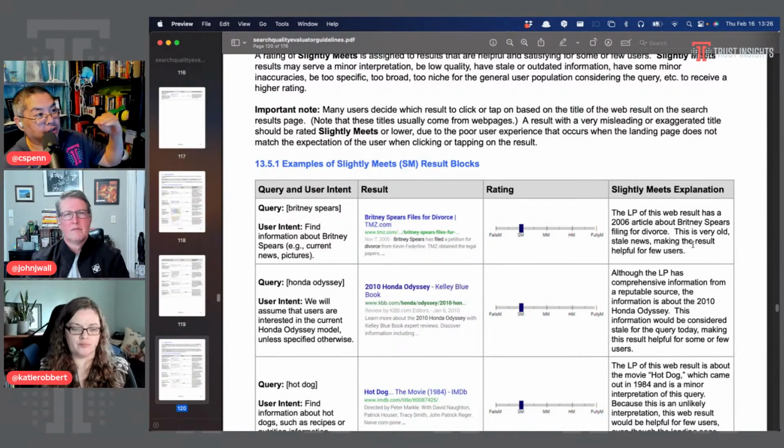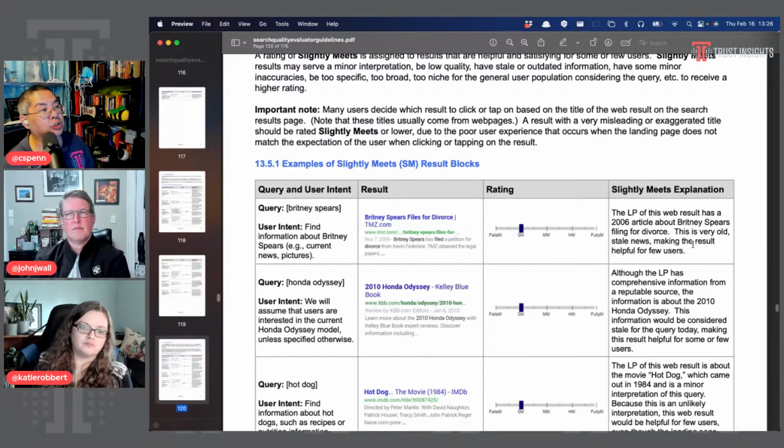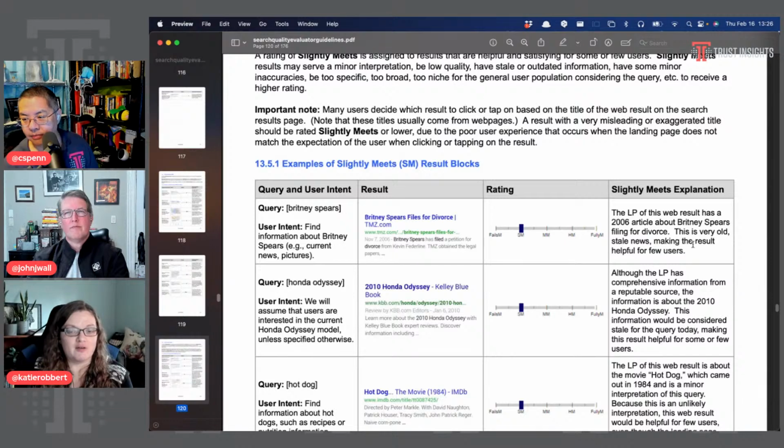And so, as Google's ratings, basically, in the needs met scale, is how many users does this help? Does it help everybody? It's high, fully meets the needs. Does it help only a couple of people? Slightly meets or does not meet the needs of most users. What's interesting, and I'm looking at the example right below that, the Honda Odyssey. I was going to ask how do we know user intent, but this is saying we will assume that users are interested in the current Honda Odyssey model unless otherwise specified.